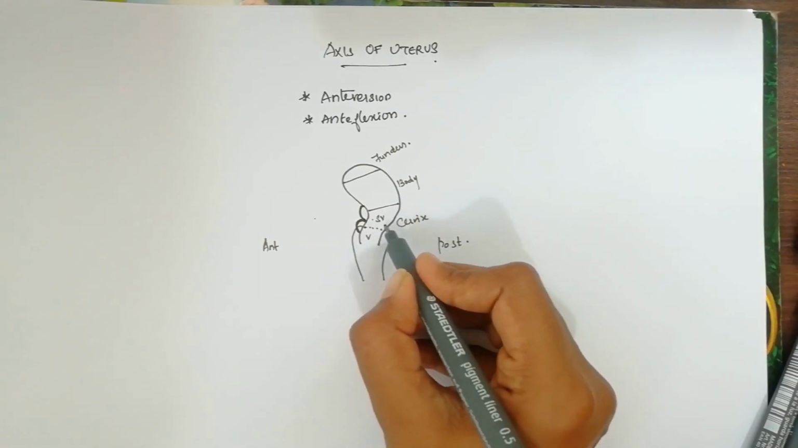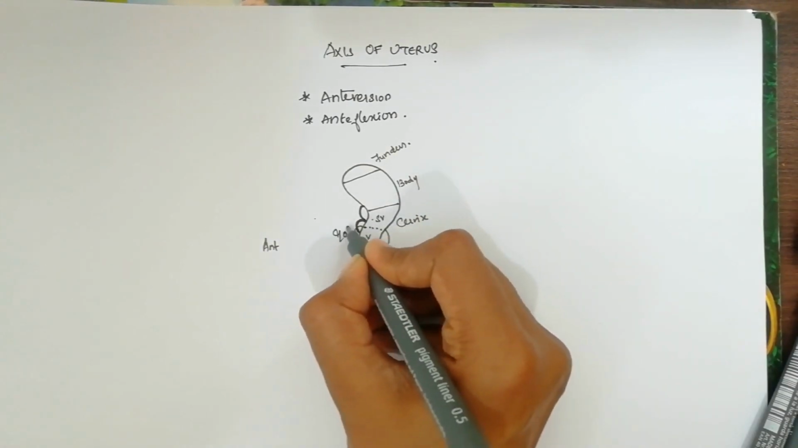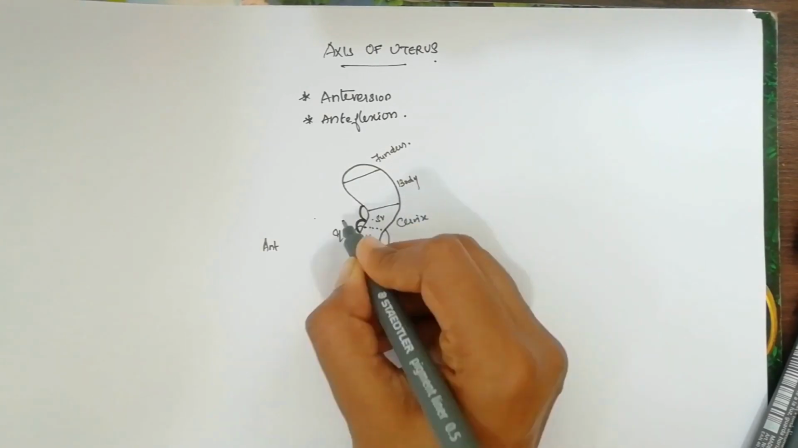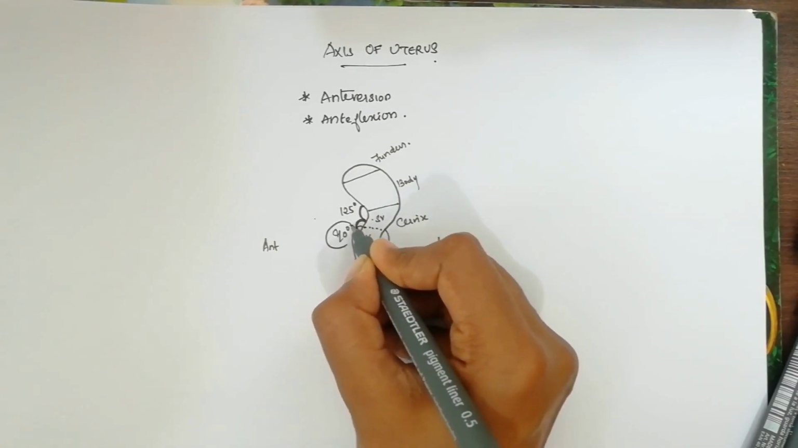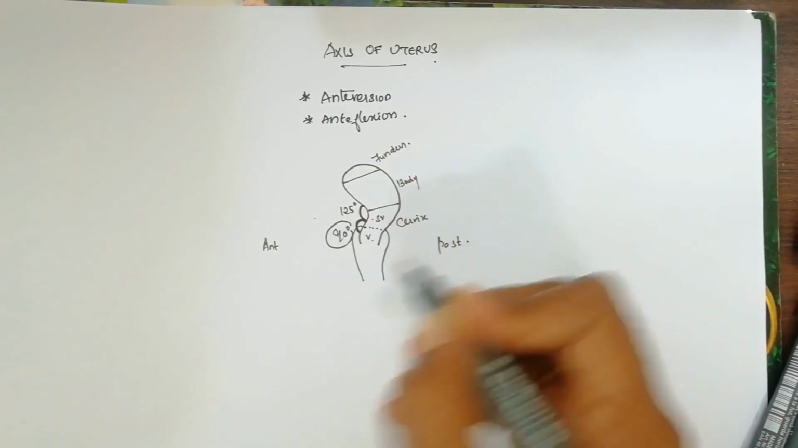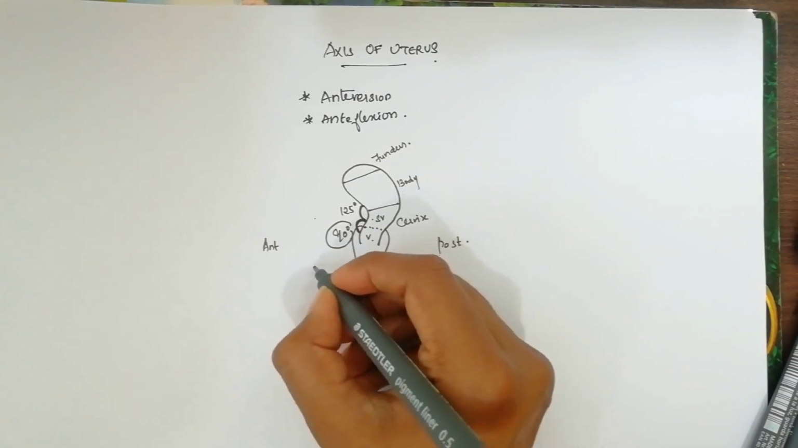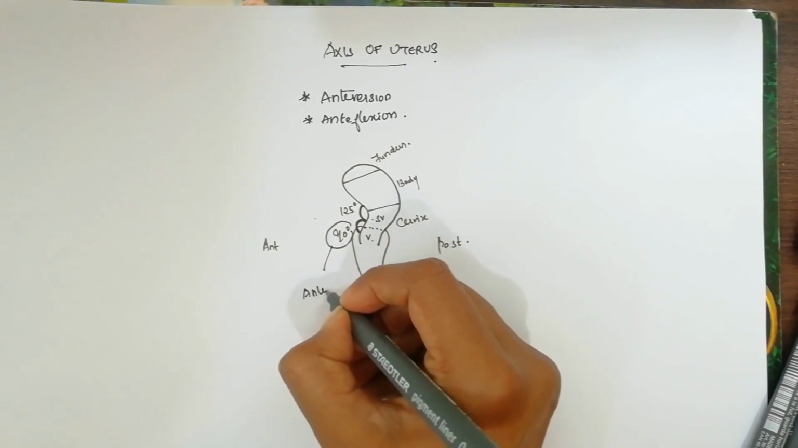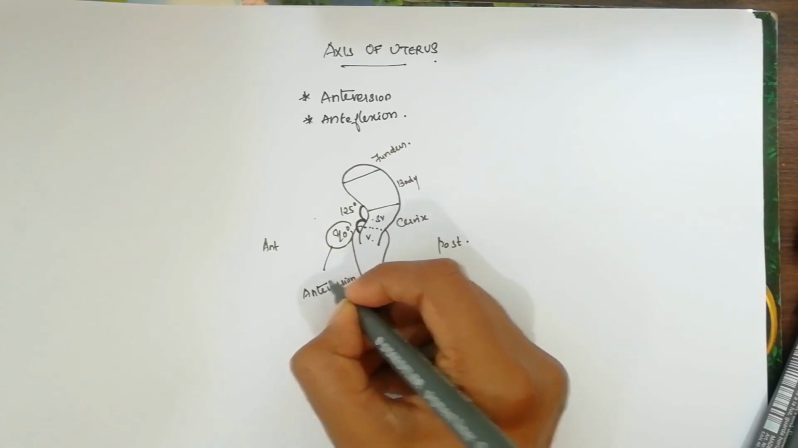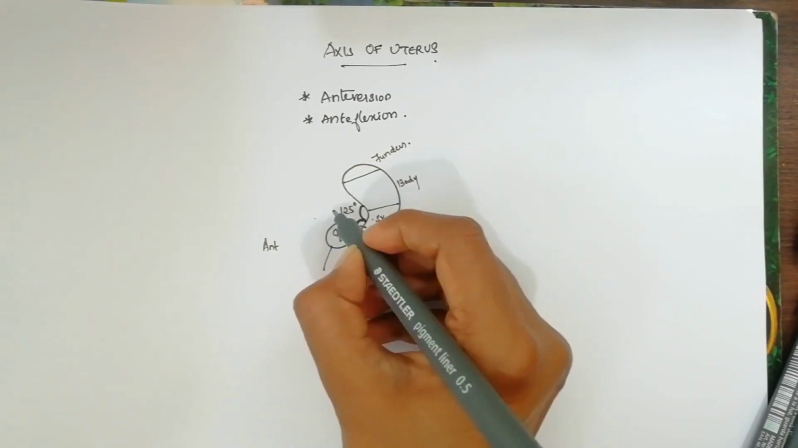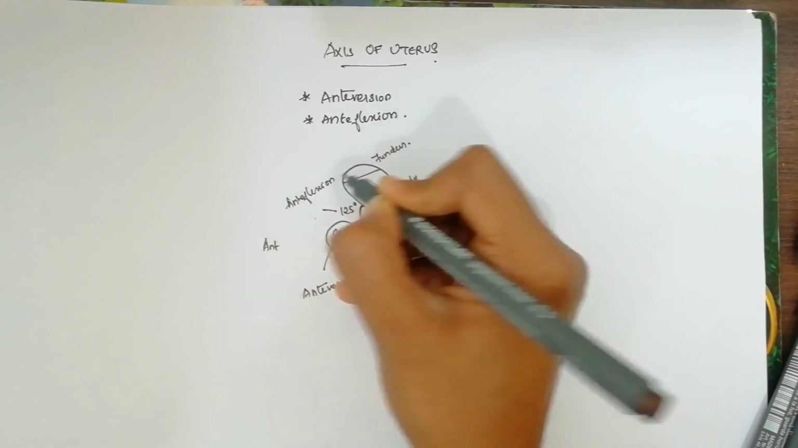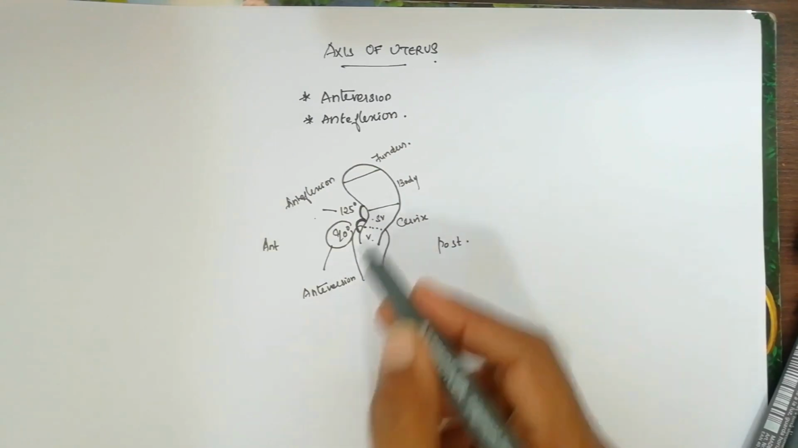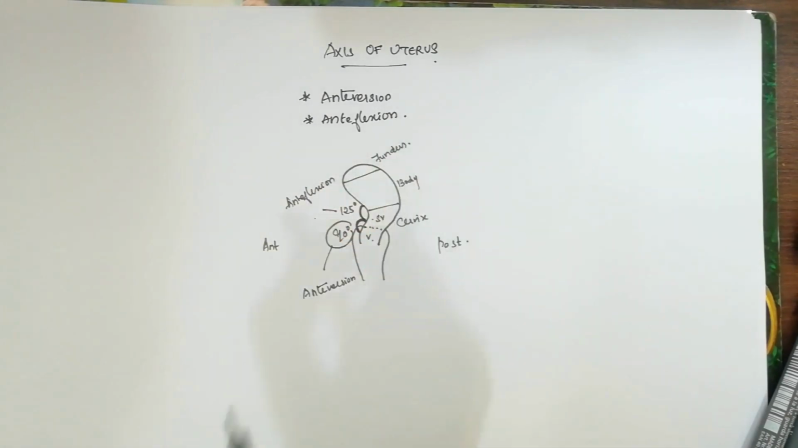The angle between the cervix and vagina is about 90 degrees, and the angle between the body and cervix will be around 125 degrees. This 90 degree angle between the cervix and vagina we call anteversion, and anteflexion, that is forward, is between the body of the uterus and the cervix itself. So this is how the axis of the uterus is seen.